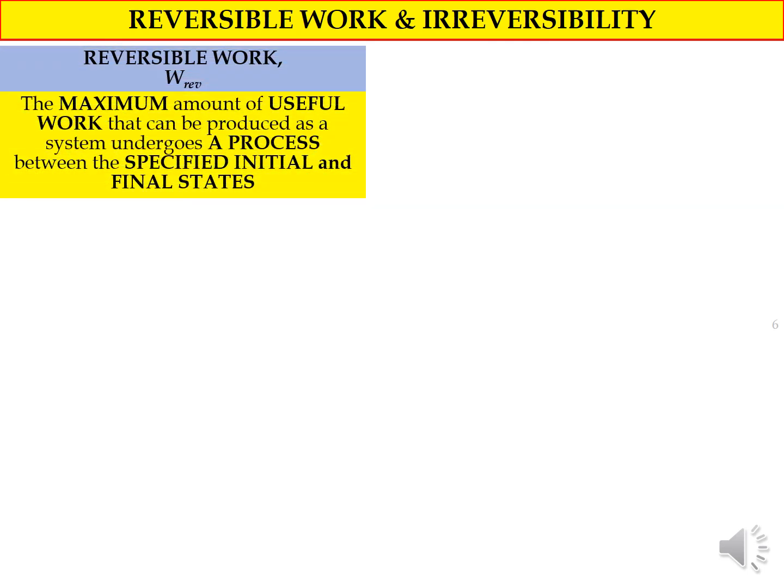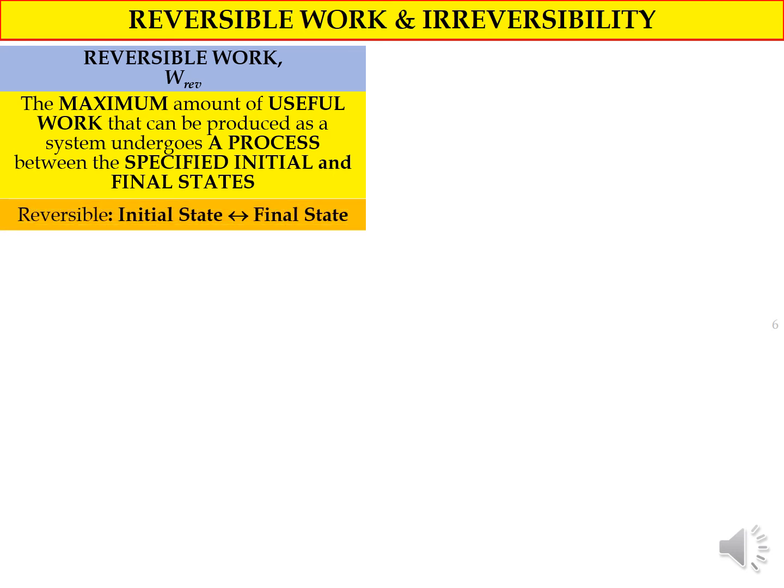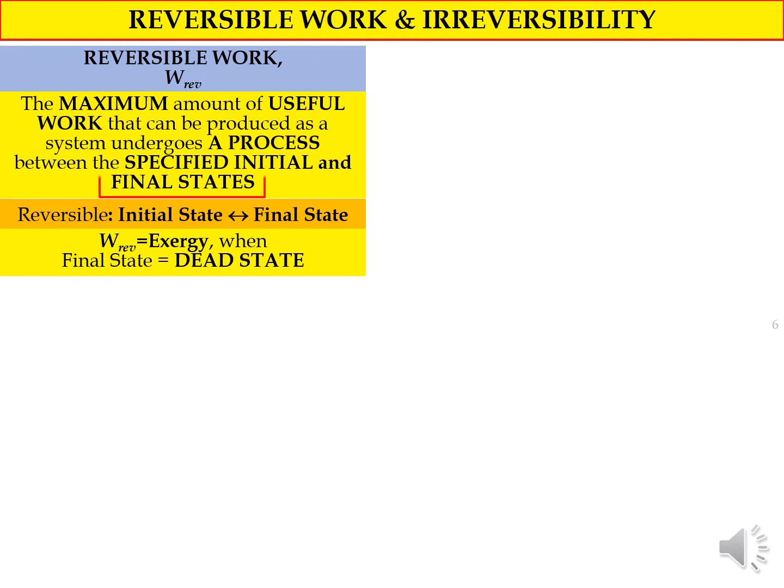Reversible work and irreversibility. So what is reversible work? It is the maximum amount of useful work that can be produced as a system undergoes a process between the specified initial and final states. Reversible means going from the initial state to the final state, and then from the final state back to the initial state. The reversible work is equal to the exergy when the final state is equal to the dead state. So the final state is at the dead state, and that is the exergy.